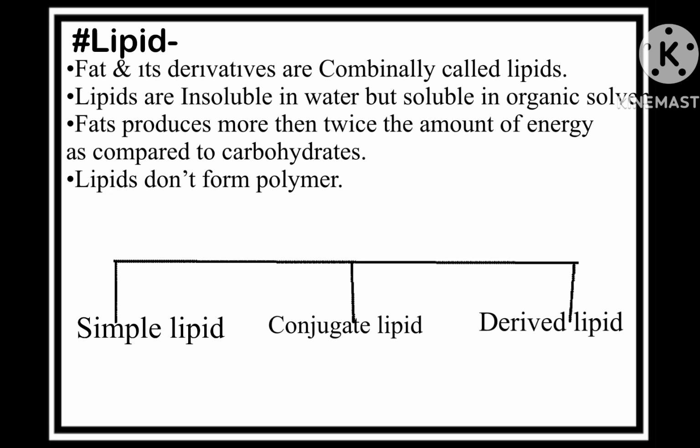need much space. See, lipids are basically of three types: simple lipid, also called neutral fats. Another is conjugate lipid, which is also called compound lipids, and the last one is derived lipids. So we'll discuss them one by one. Let's begin with simple lipids.